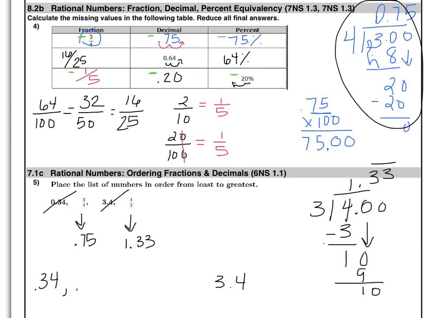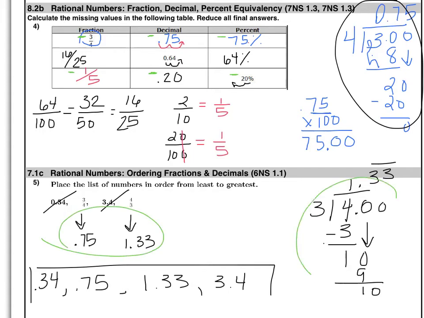0.75 is definitely smaller than a whole, and the whole 0.33 is next. And this is my answer from least to greatest. And all of this other stuff is my work, and that's the stuff I should be seeing. All right, let's look at the next page.